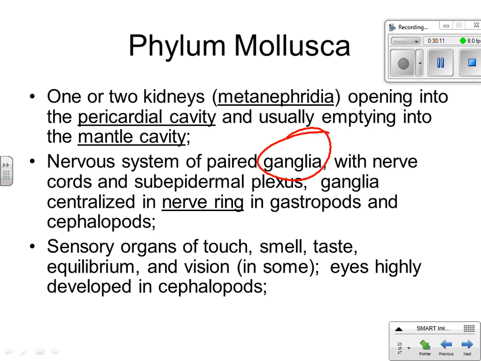Now, I made that statement about him not being very intelligent and not having much of a brain. There's an exception to that. What do most scientists think the most intelligent invertebrate is? Close. An octopus. An octopus has a pretty developed brain. They can be trained to do tricks and stuff.